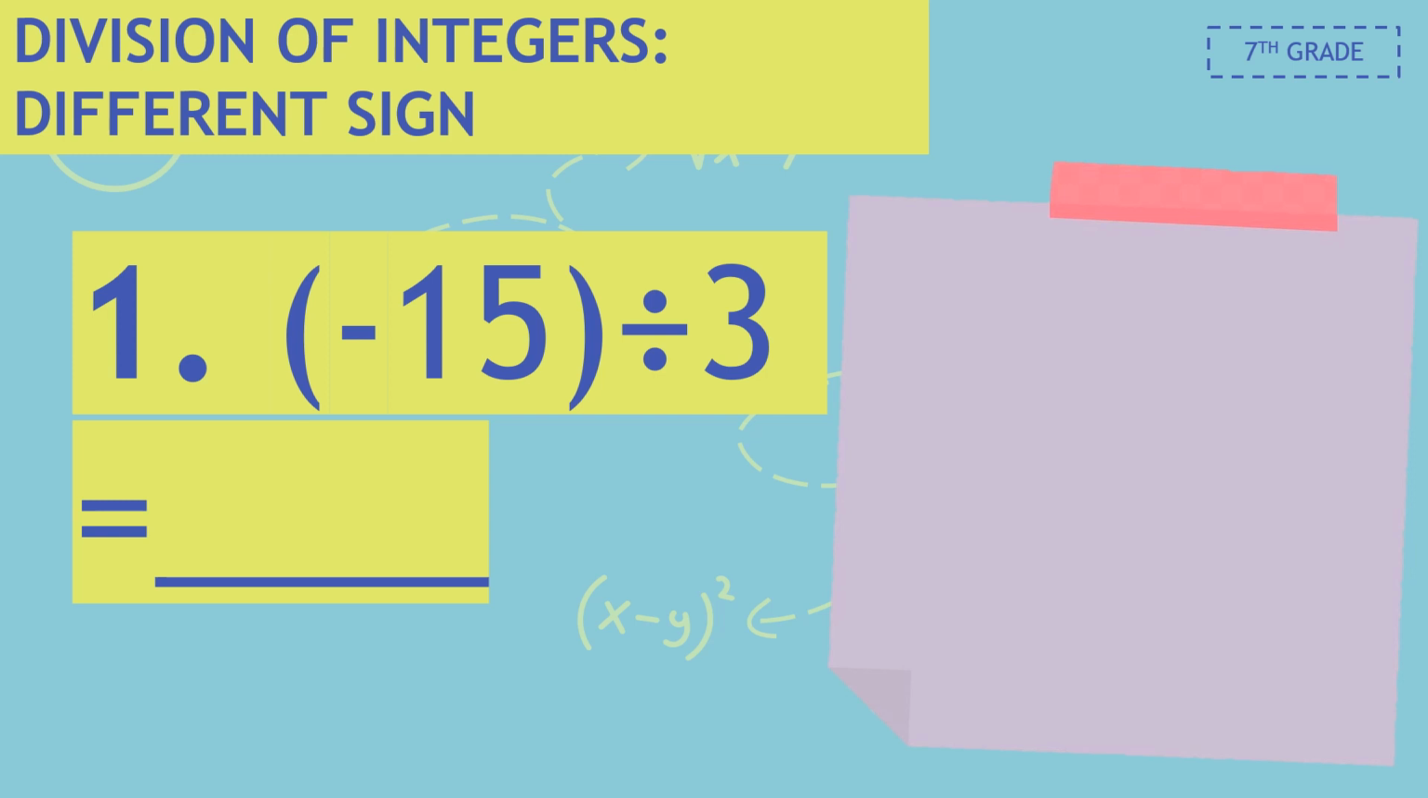For the first example, again, yung first number ay dividend, ilalagay sa loob, negative 15. Ang second number natin ay divisor, ilalagay sa labas. Ilang 3 po ang meron sa 15? So negative 15 divided by 3 is equals to negative 5.